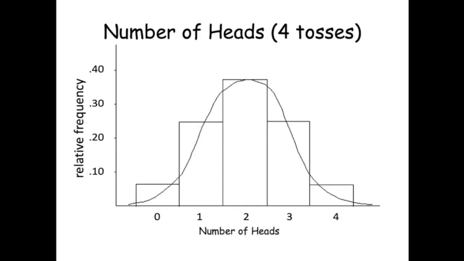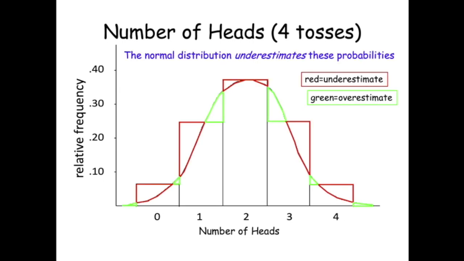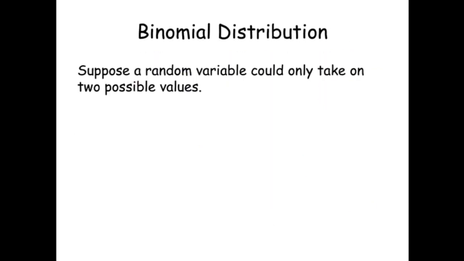Here's another example. This is the distribution of number of heads in 4 tosses of a coin. And we can see that the normal distribution consistently underestimates these probabilities. In general, the normal distribution is not a good model for discrete random variables with only a few possible values. The model that we use instead is the binomial distribution.